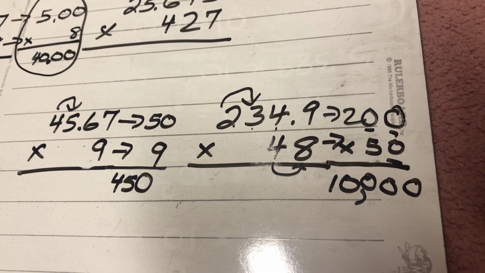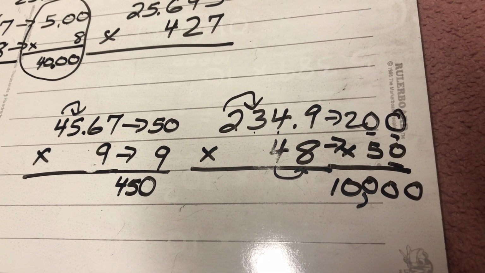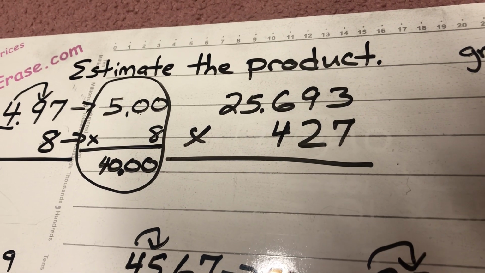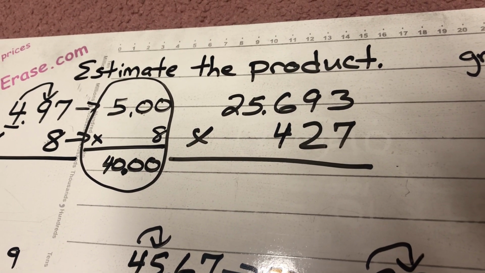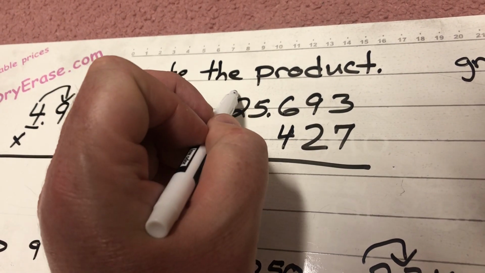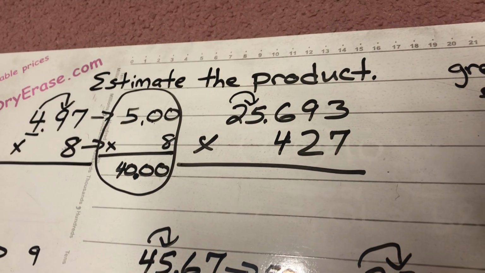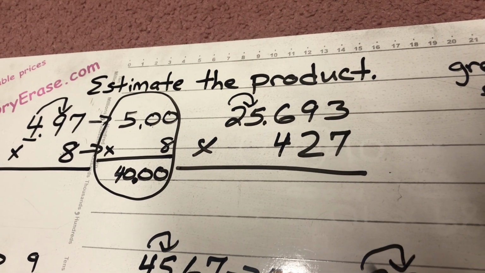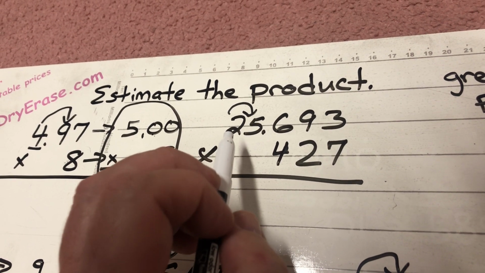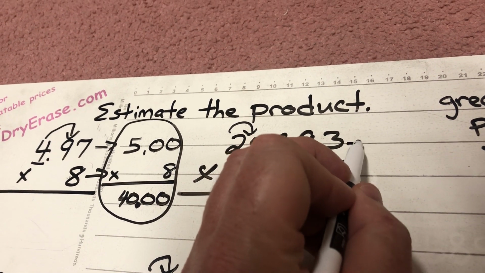All right, we will go on to this last one. 25 and 693 thousandths times 427. All right, this 2 is what's way to the left. The 5 is going to tell me what to do. The 5 tells me to round up. 5 and higher, I round up. So that 2 is going to become a 3.